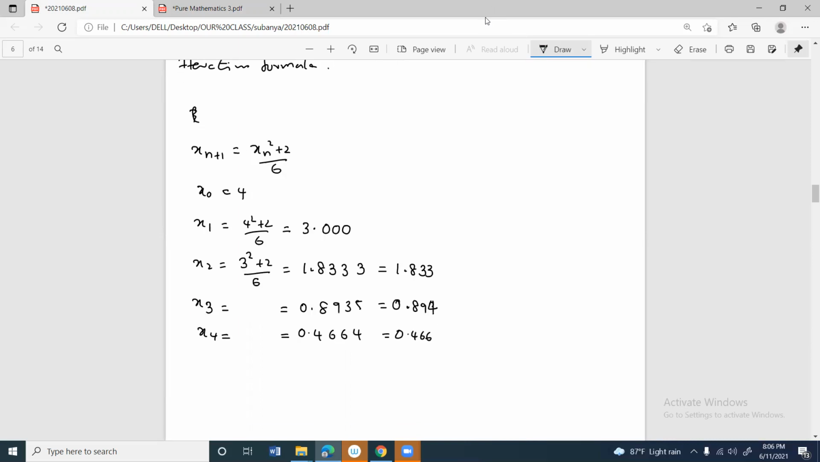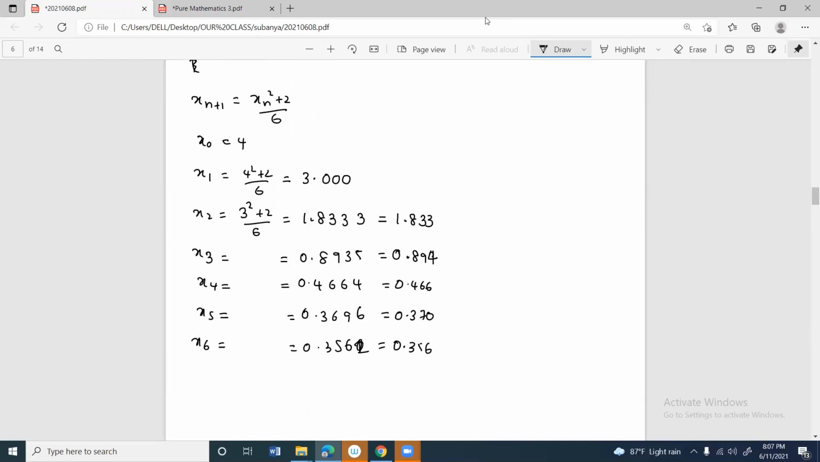Then x_5 is 0.3696. That is 0.370. So still the answers are not similar with x_6. x_6 is 0.3561, so the answer is 0.356. Now you can see it's kind of a convergence. I don't know whether it's exactly a convergence.